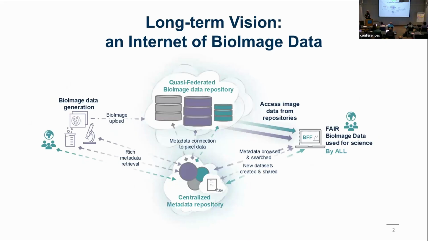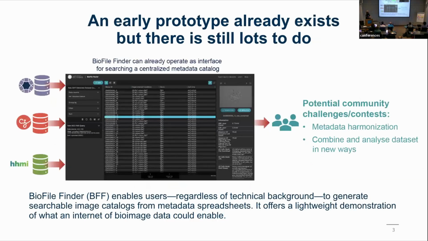There's a long-term vision where if we have this philosophy, if we can scrape all the metadata into a lightweight centralized metadata repository, the pixel data can be stored wherever. It doesn't even need to be accessible. You could still know about data that's stored in some professor's drawer, for example. And with BFF, we've seen that we already have an opportunity to test this concept with the capability of just being able to concatenate multiple metadata files into one system.